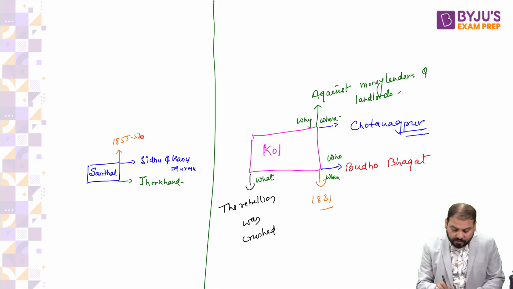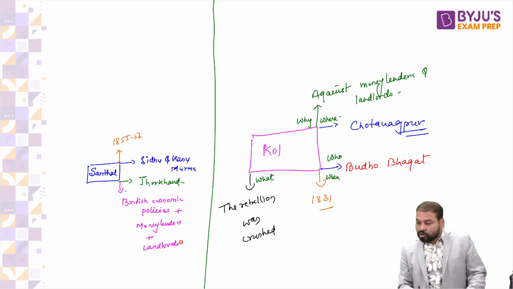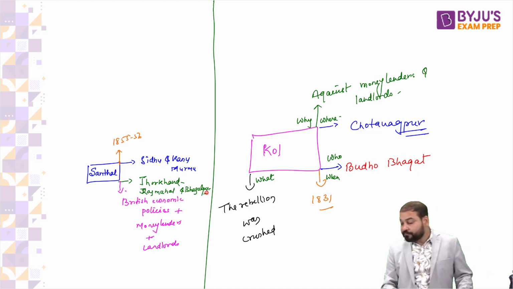1855-56. Why did it happen? British economic policies were protested, plus money lenders, plus landlords. In Jharkhand, exactly, there is a district called Rajmahal, and in Bihar, there is a district called Bhagalpur. Between these two, it happened.